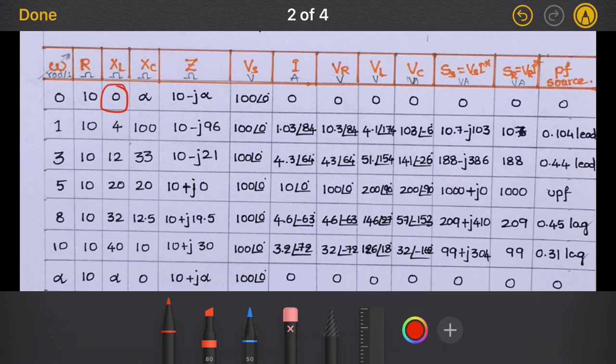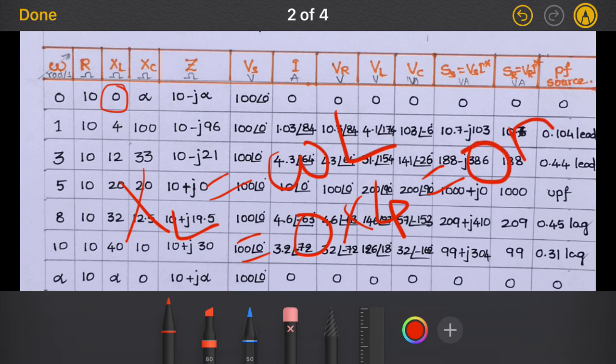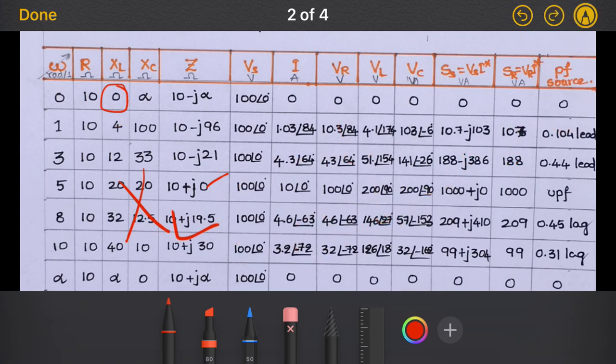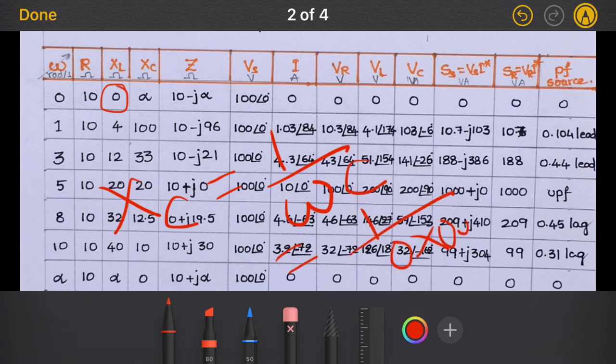Now the inductive reactance, XL, equal to omega L. When omega equal to 0, 0 into L value 4, that is equal to 0 ohm. So the XL value here is 0 ohm. Coming to XC, XC equal to 1 by omega C, that is 1 by 0 into 0.01, which is equal to infinite ohms. So this value is infinite ohms here.